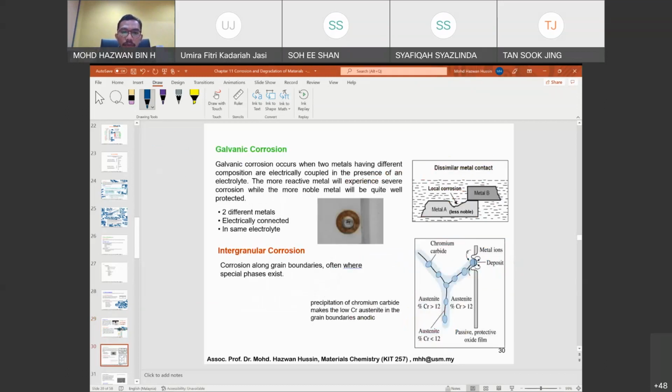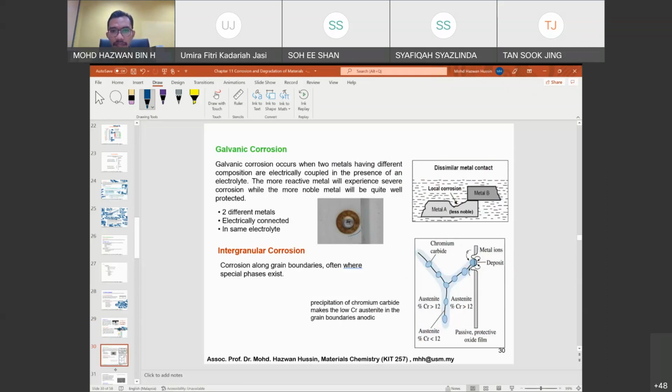The third one for localized corrosion is galvanic corrosion. This is quite special because galvanic corrosion occurs when two metals having different compositions are electrically coupled in the presence of an electrolyte. You can imagine that you have two materials, for example a screw and an O-ring, which are made from different materials. One is made from iron, the other one is made with zinc or whatsoever.